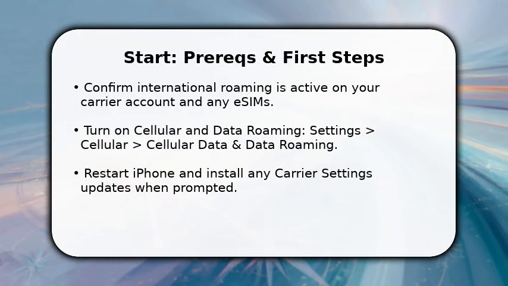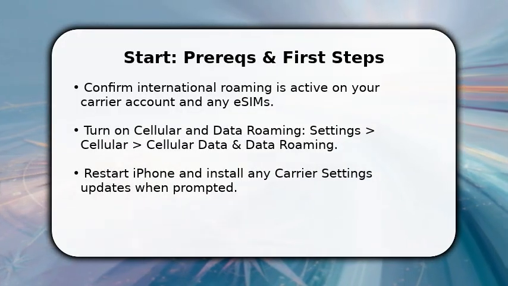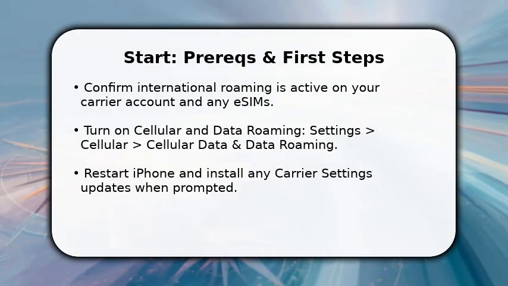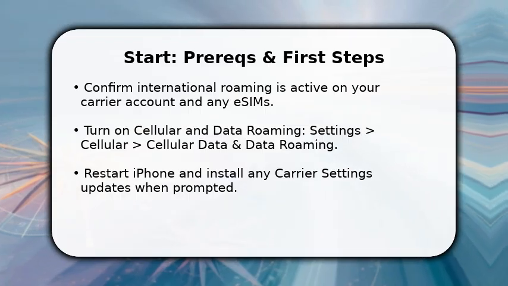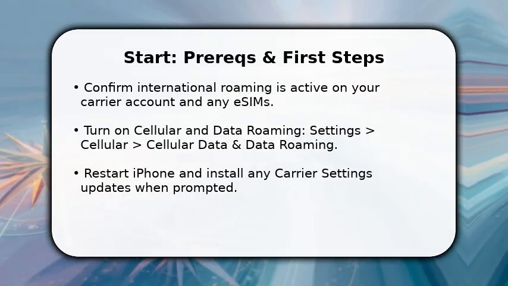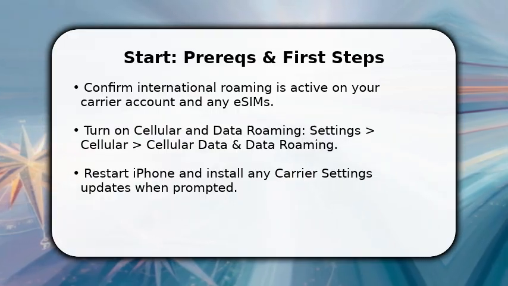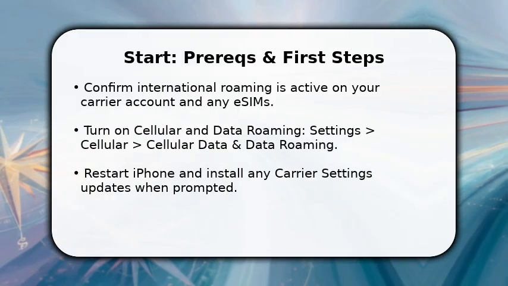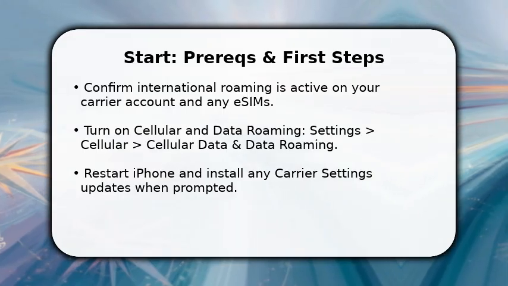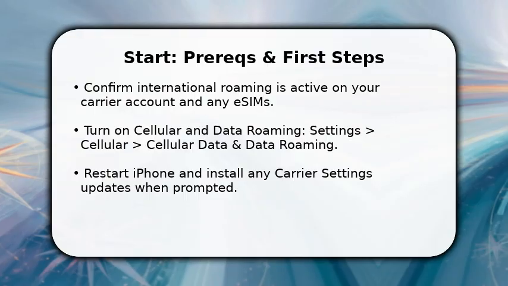You need three things first: an active roaming plan, a working SIM or eSIM, and the phone's cellular toggles ready. Open Settings, tap Cellular, enable cellular data, then flip data roaming on. Once done, watch for carrier settings update and install it. This ensures proper network handoffs.